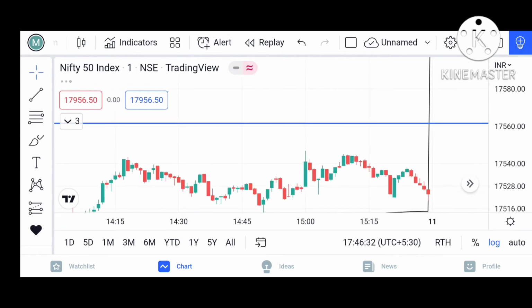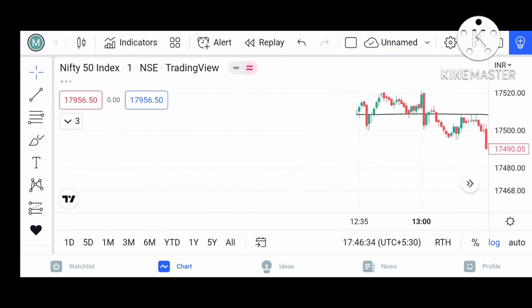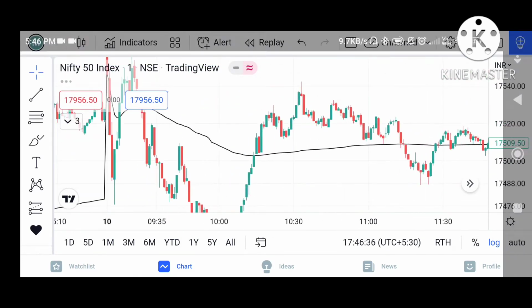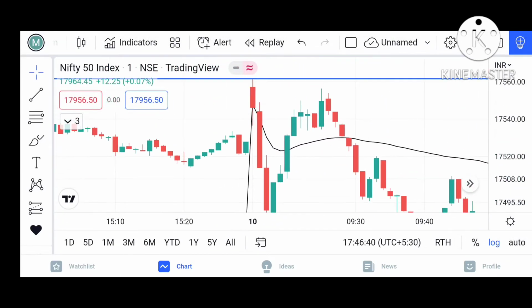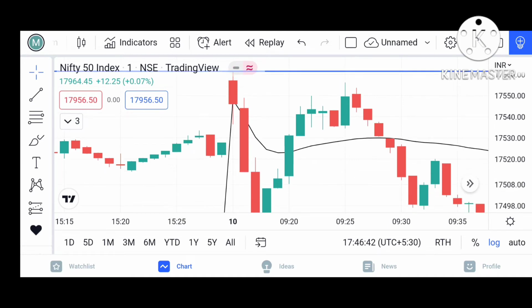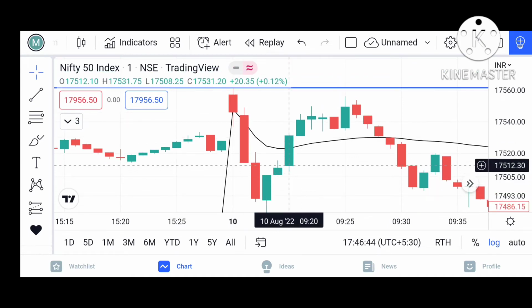Let's see. Okay, so here, this candle crosses the VWAP indicator.